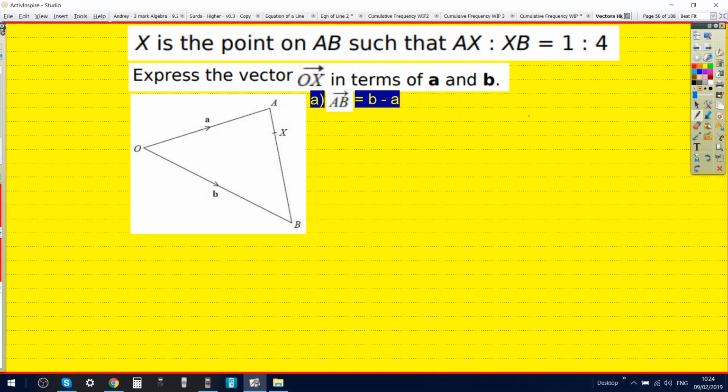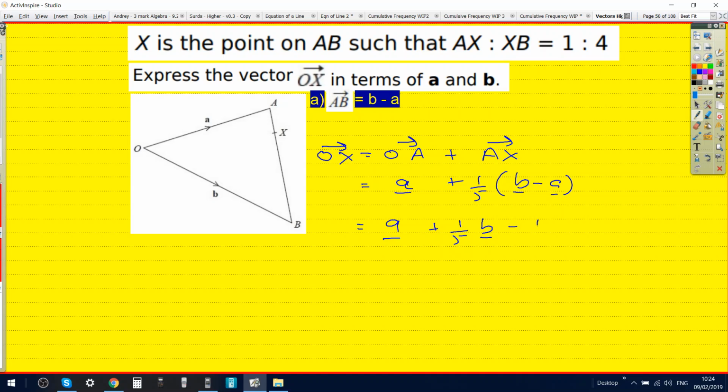Okay, how about this one? O to X. So would go O to A, and that's just plus A. And then A to X is 1 over 5 out of B minus A. So it would be A plus 1/5 B, 1/5 of B. Yep. Minus 1/5 of A. Yep.